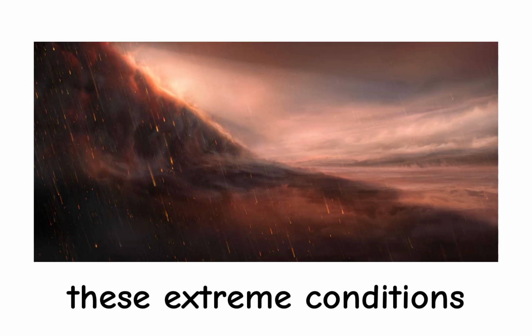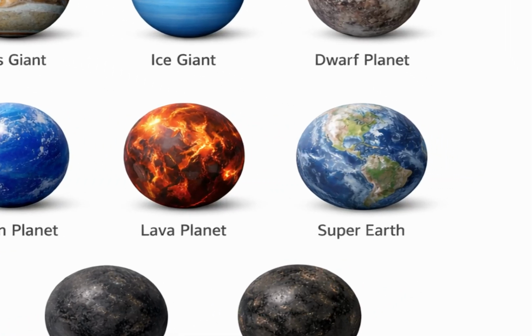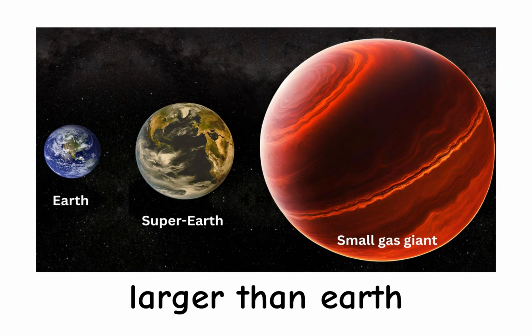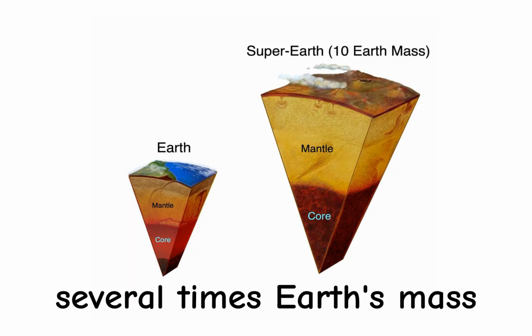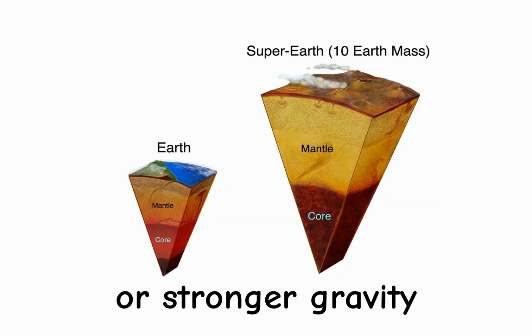These extreme conditions make them very different from any planet in our solar system, but they reveal how diverse planetary environments can be. Super-Earth. A super-Earth is a rocky planet larger than Earth but smaller than Neptune. These planets can have several times Earth's mass and may possess thicker atmospheres or stronger gravity.